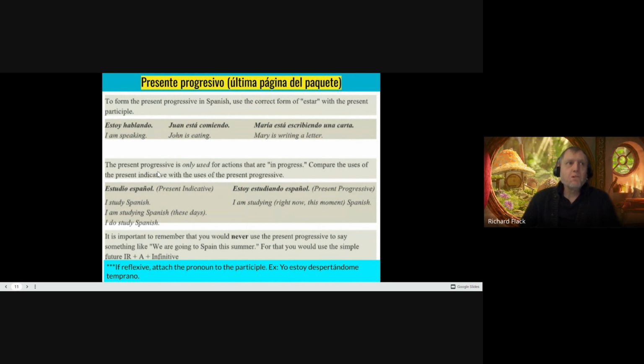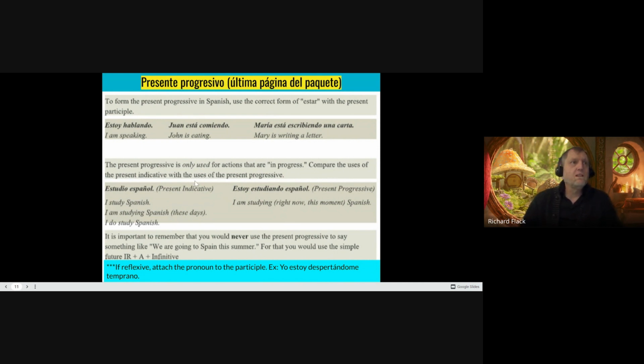The present progressive tense is only used for actions that are in progress. In other words, happening right now in this second. This is a little bit different than how we use the present progressive in English. We use it a little more widely. In Spanish, we want to use that only to indicate, oh, hey, what are you doing? Right now, I'm doing this.